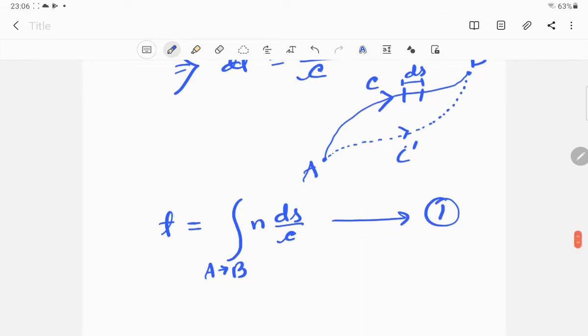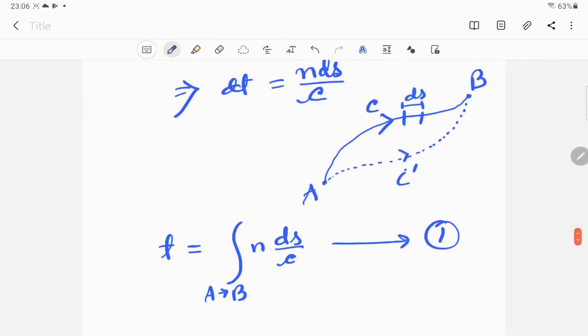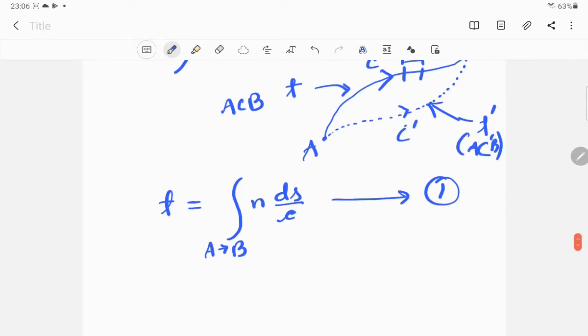Now suppose we consider another path, and that path is going through c dash. So we are considering this dotted path. For the dotted path, let us name the time taken t dash. Here the path is acb, and this path is ac dash b. So we have two paths.